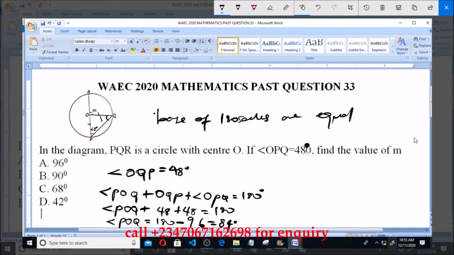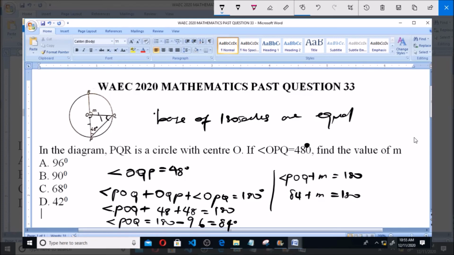Now let's look at it. This is the angle POQ. It is now 84 degrees. If you look at it, angle POQ plus M is equal to 180 because they are angles on a straight line. So therefore, since angle POQ is 84, we have 84 plus M is equal to 180. So therefore M is equal to 180 minus 84 degrees, and M is equal to 96 degrees. So the answer to this question is option A, 96 degrees.